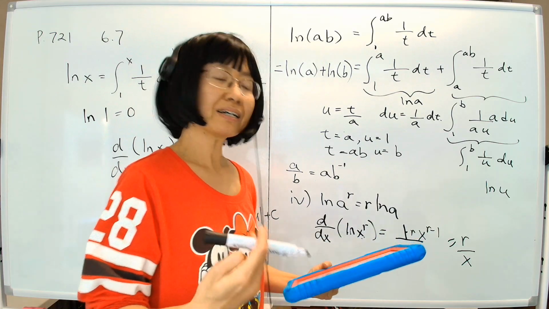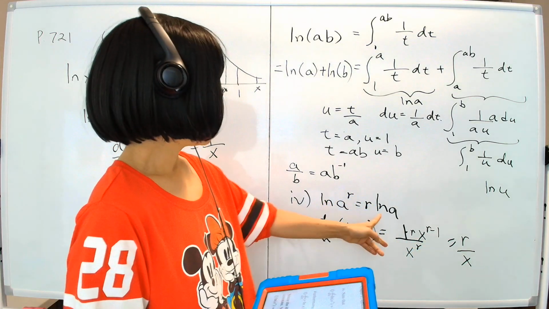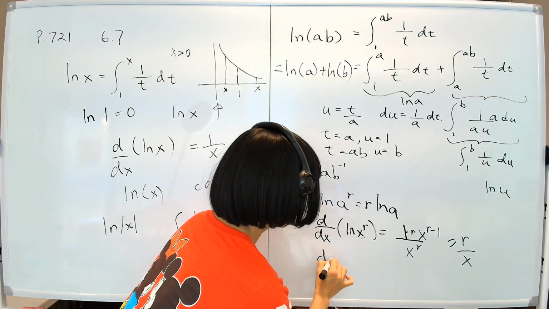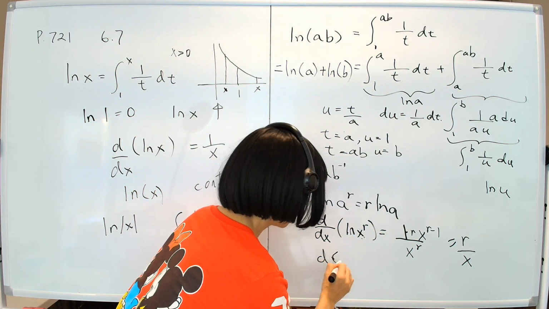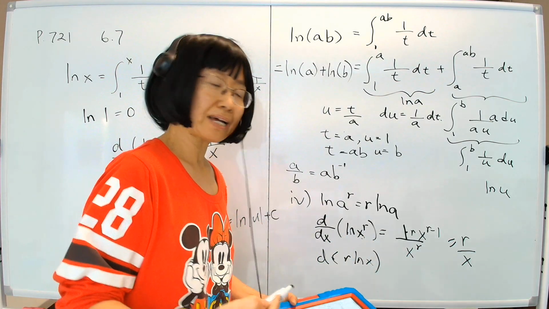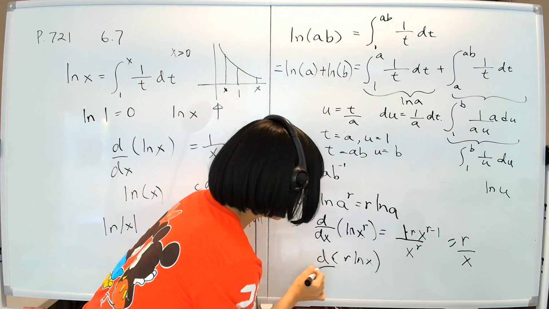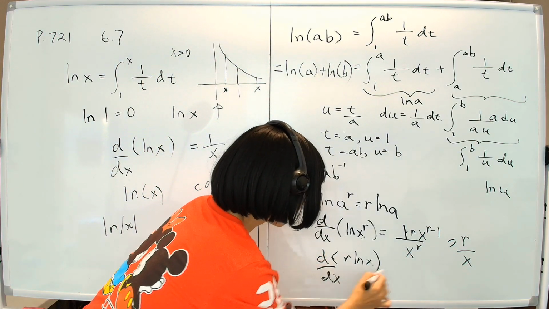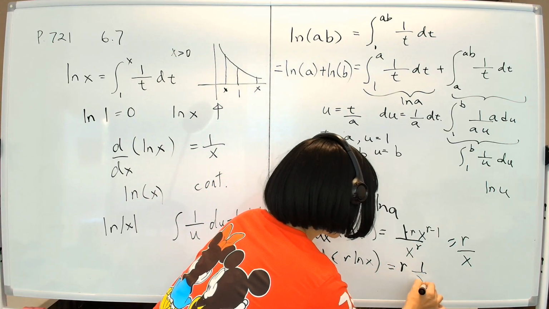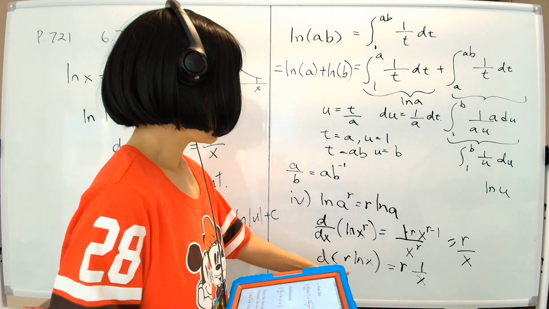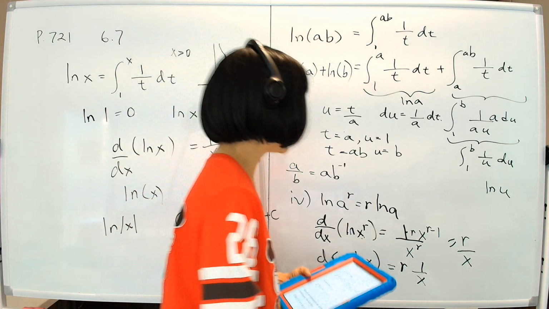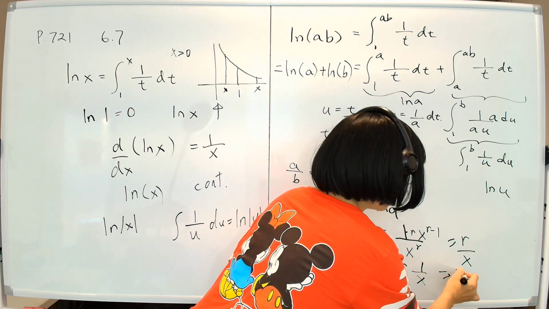Now next, we are going to take the derivative of the right side. So what's the derivative of this thing? On the right side, we have the derivative of r natural log of x, with respect to x. Well, that is just r times 1 over x, by the definition again. And what does that equal to? That equals r over x.